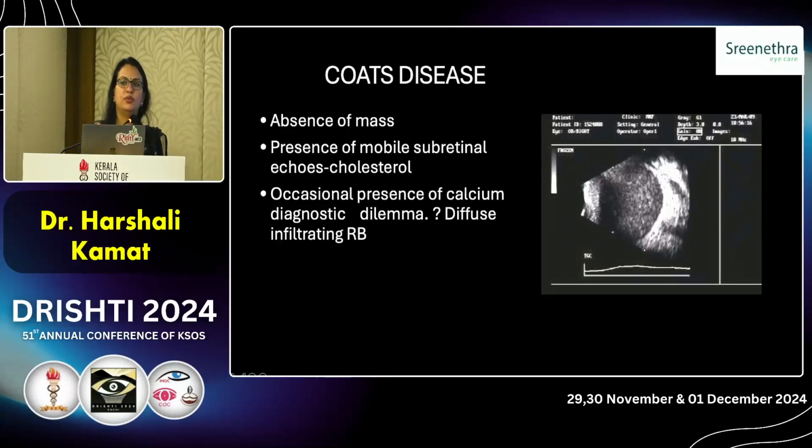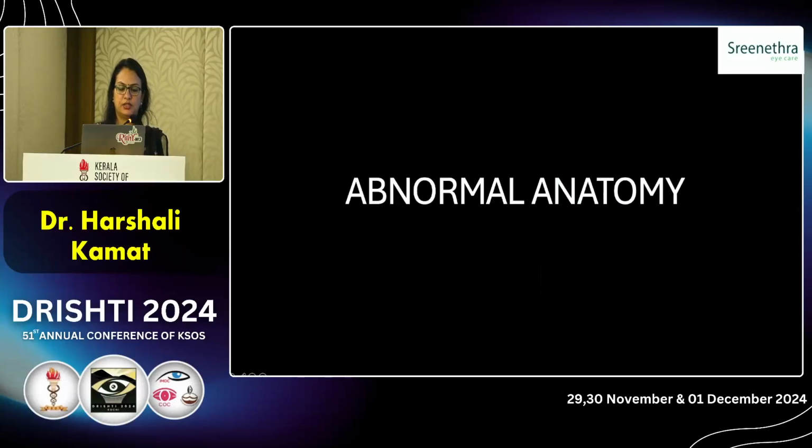Coats disease won't have any particular mass lesions, but you'll be able to show the mobility of these subretinal echoes and it forms an important differential for retinoblastoma. But if you see calcification, it's more towards the retinoblastoma.